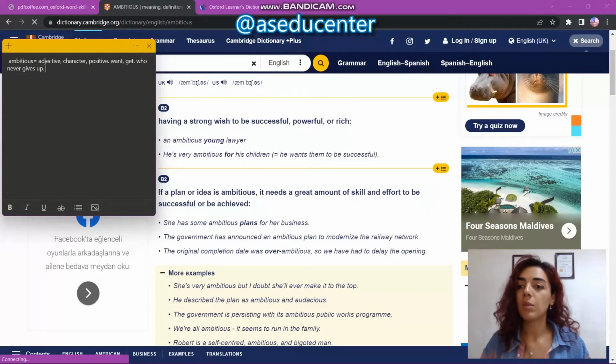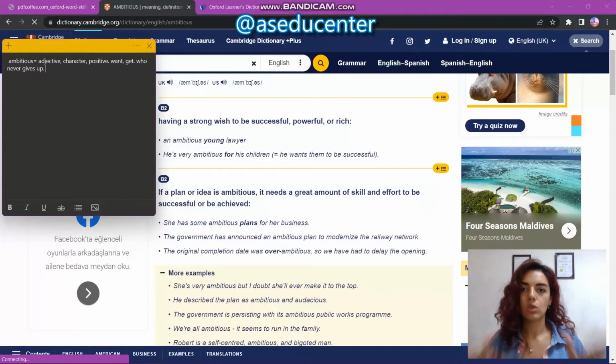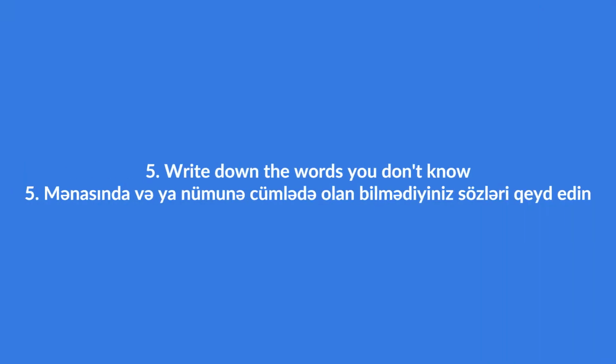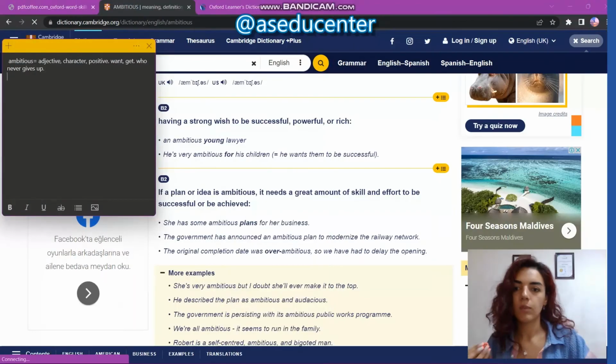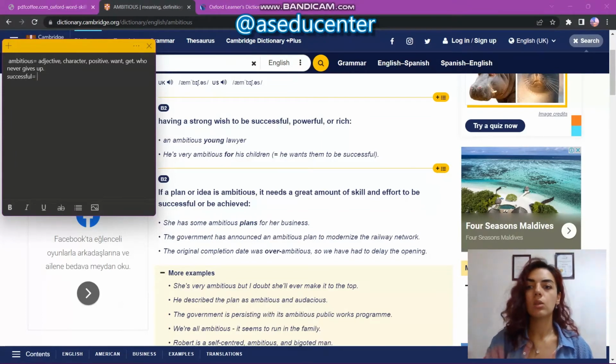It's used to describe people who want it and get it, and who are mostly successful. Simply put, it's a person who never gives up. So far we have learned so many things. So fifth, you can also get some new words from the definition. Let's say you don't know the word successful, so you just add the word successful to your dictionary, and here you can Google the same way.